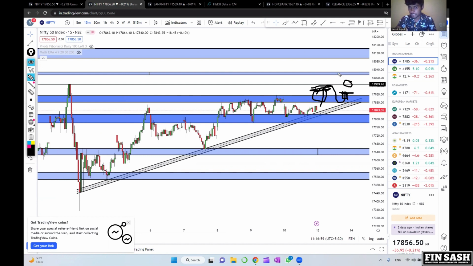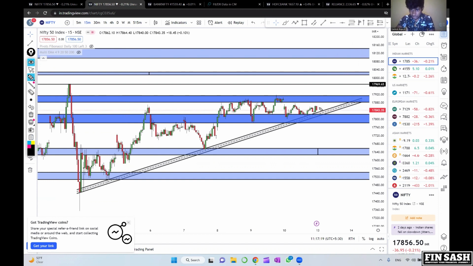This would be my first level, this would be my second target, and this would be my third target, right? So if there's a huge breakout candle here, I'll be adding my quantities here. And then if there's a retest, I'll be adding my quantities there too. Let's plan for a movement on the downside too.